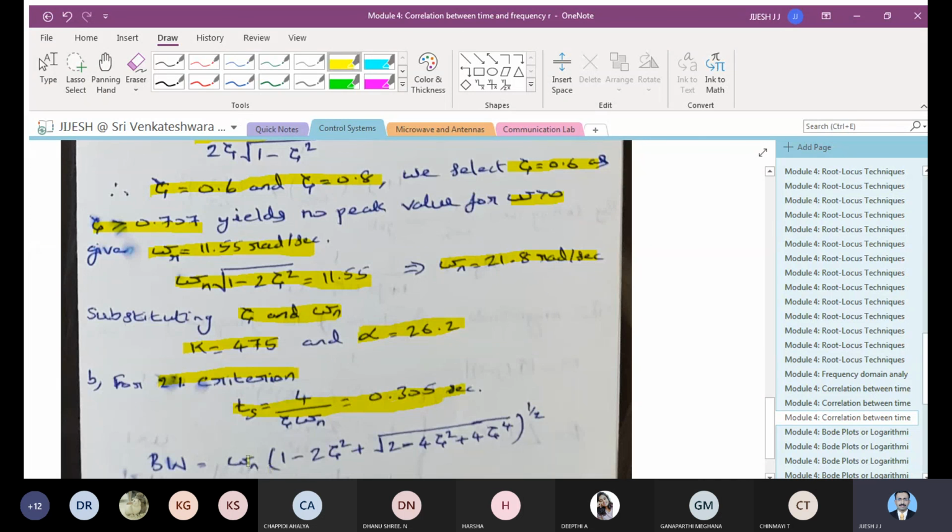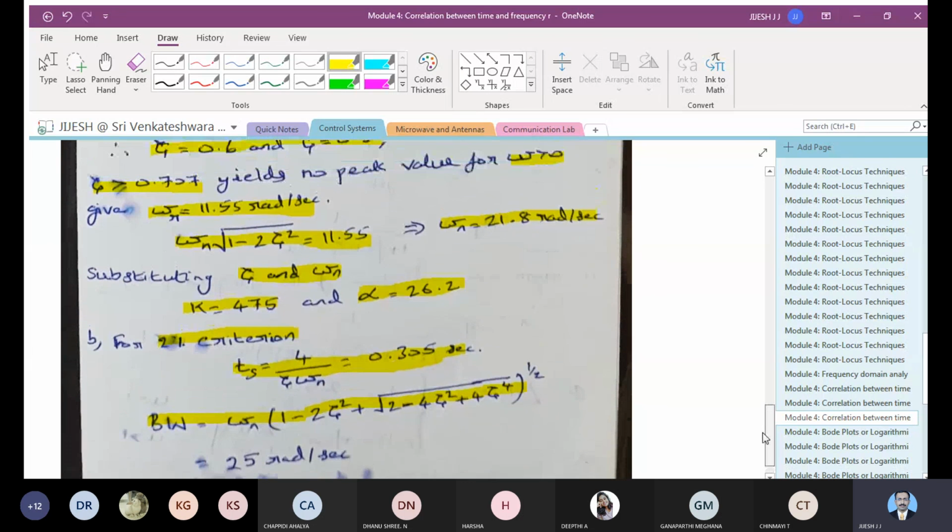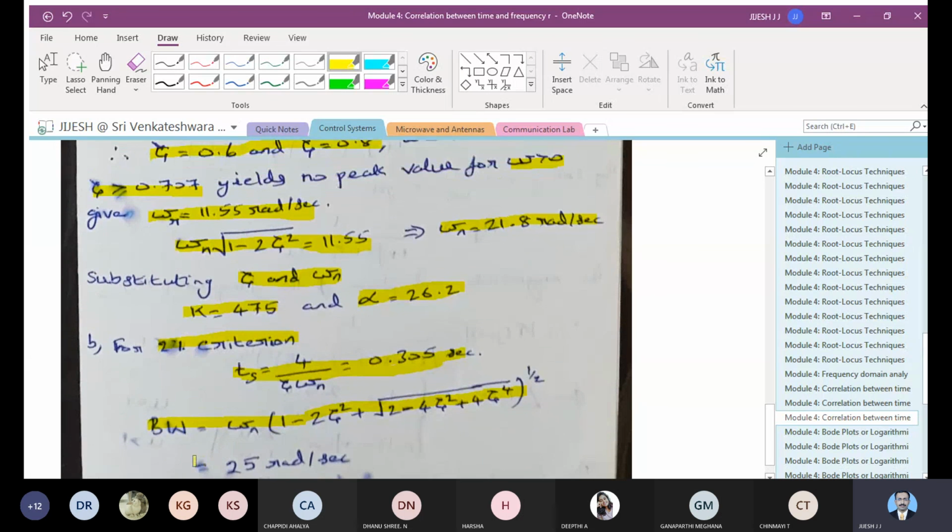And bandwidth, you have just written the equation for bandwidth. You can use that equation, substitute the values of zeta and omega, and you get it as 25 radians per second. So you can complete this problem. You can substitute the values and check whether you are getting the same answer, and we will continue that further.